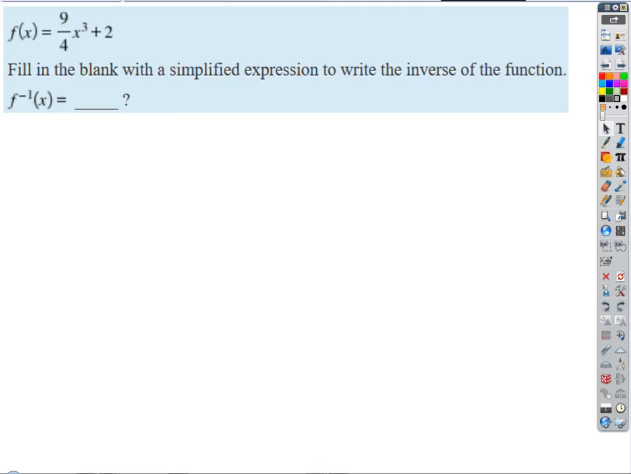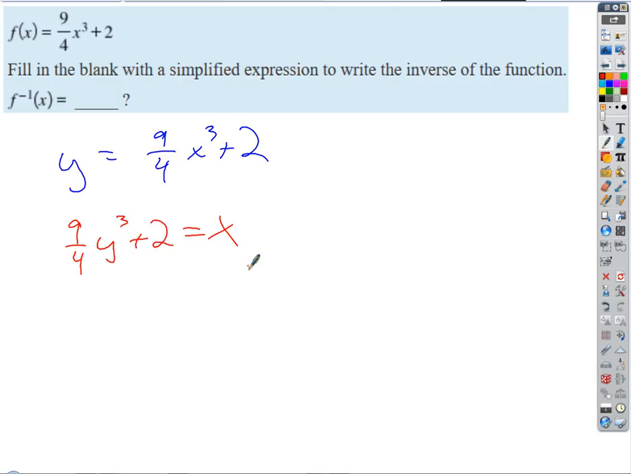Make sense? Okay, good. Okay, what about a problem like this? What would the steps be here? So same as before, right? If I'm finding an inverse, first I write it in terms of y, switch the x and the y. Let's put the y's on this side, so we get 9/4 y cubed plus 2 equals x. What are the steps in order to get y by itself?